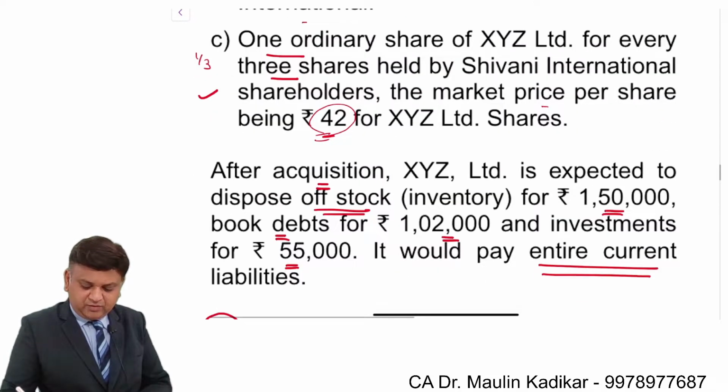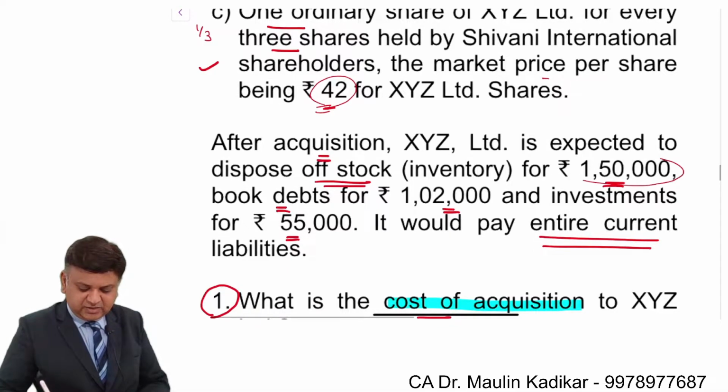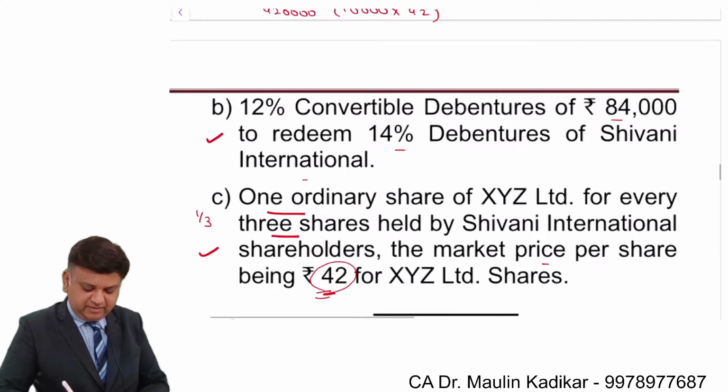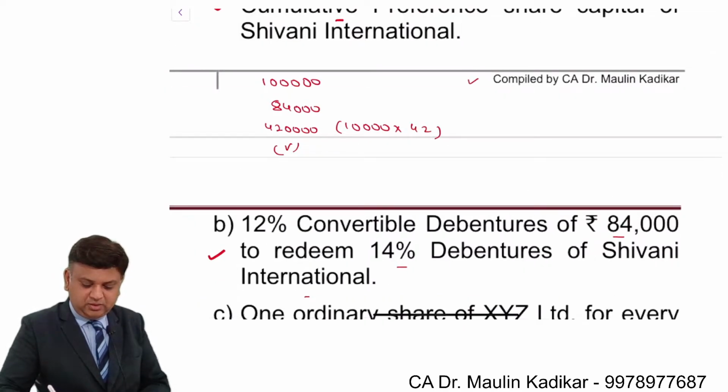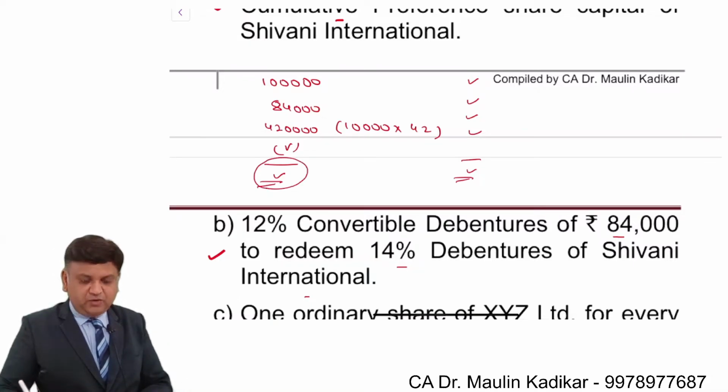Further, the immediate cash inflow is stock. Immediate cash inflow is the debtors. Immediate cash inflow is the investment, and we will make the payment of the current liability. So payment of current liability is outflow; stock, investment, debtors, cash, all these are cash inflows. You will make a comparison, and of course the outflow is going to be more, and the amount by which the outflow is more is the cost of acquisition.